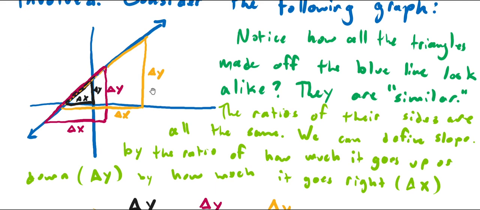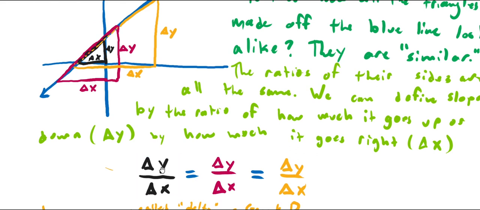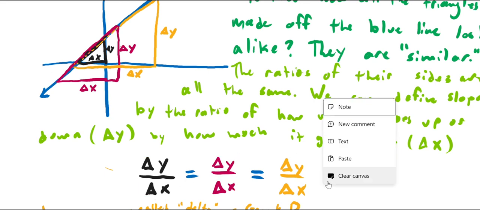And it's that ratio of upness to overness that's going to be used to define slope. So just to be very specific, this ratio, how much they went up or down versus how much they went to the right. Those are all equal.